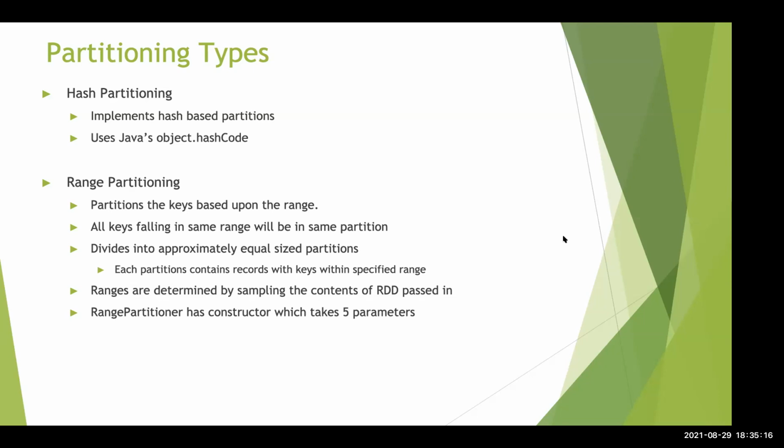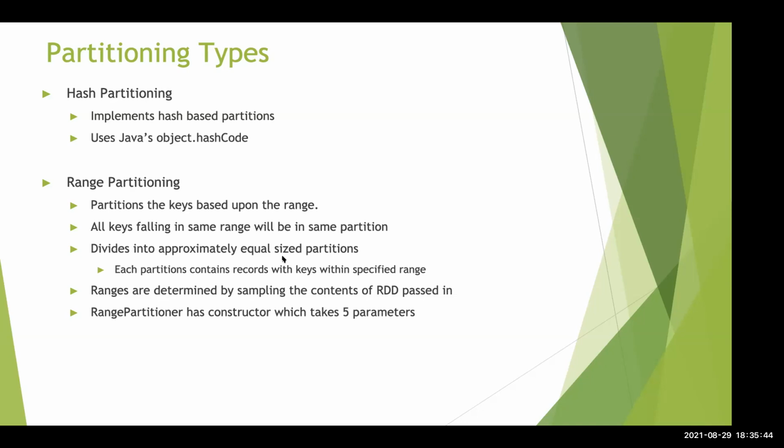So range partitioning, it partitions the keys based on the range. So all keys falling in the same range will be in the same partition. It tries to divide into approximately equal size partitions. Each partition contains records with keys within a specified range. Ranges are determined by sampling the content of RDDs, and we'll see an example of that.